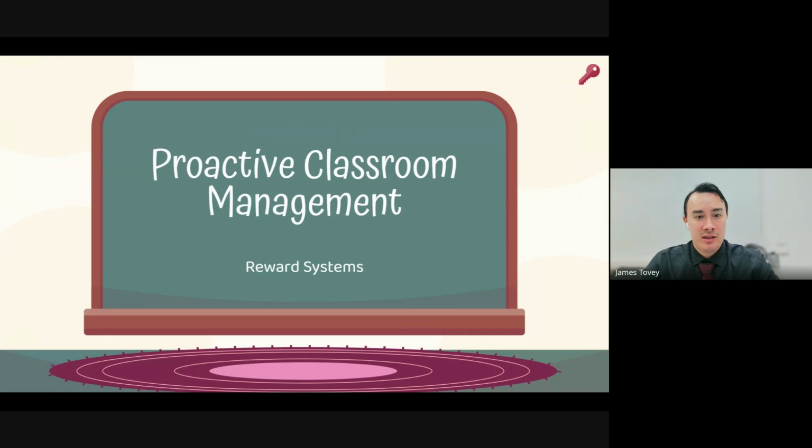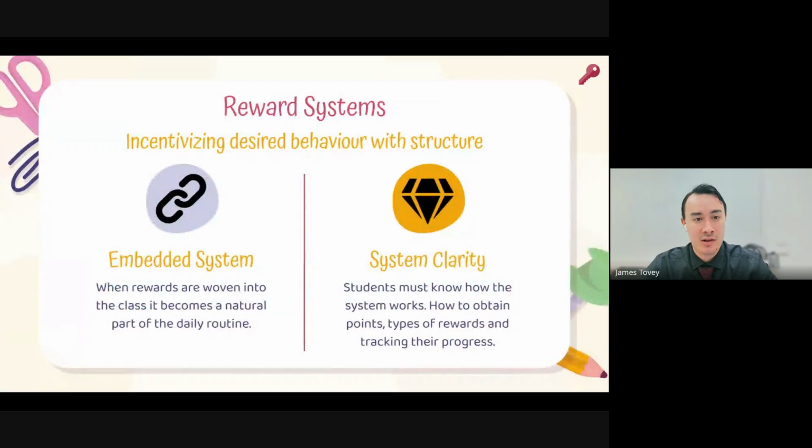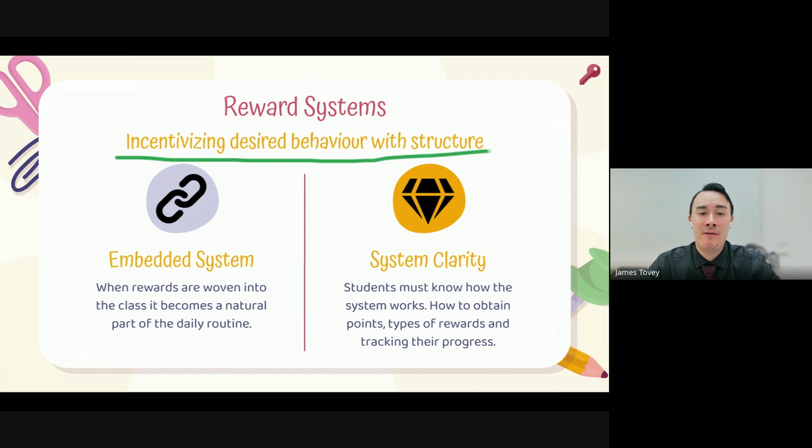All right, what else have we got? Onto the reward systems part now. So we're talking about having a reward system. We could have an actual system in place for rewards rather than just having randomized rewards, if that makes sense. So incentivizing desired behavior with structure. That's where the system comes in.